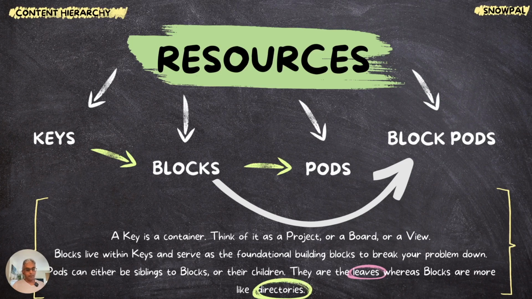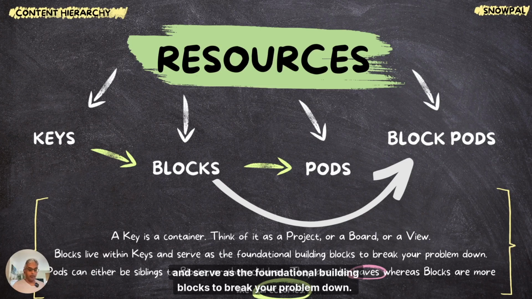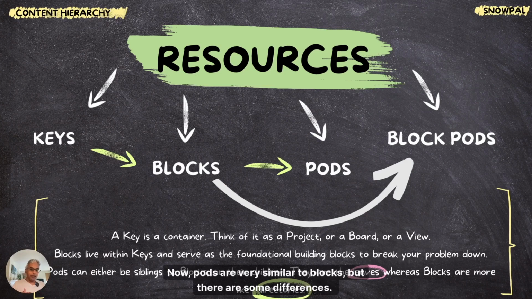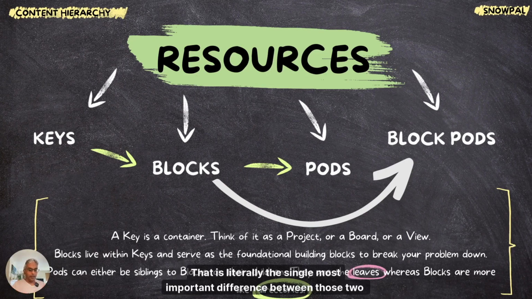It's a container. Now, blocks live within keys and serve as the foundational, quote unquote, building blocks to break your problem down. So once you have a container, you want to break that problem down into granular items, and blocks serve that particular purpose. Now, pods are very similar to blocks, but there are some differences. Pods can be children to keys, in which case they become siblings to blocks. They are similar in that sense, but they're different because blocks are like folders, meaning you can have something underneath them, and pods are like files or leaves, meaning that is the lowest level. That is literally the single most important difference between those two items.